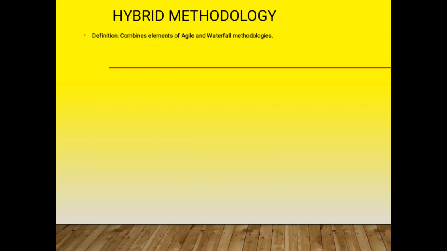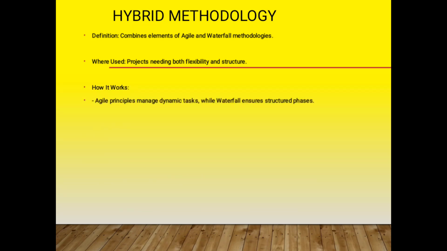Let's talk about hybrid methodology. In hybrid methodology, you combine two different what? Methodologies. For example, you're combining agile with waterfall methodology. This can be used in projects where there is a need for flexibility or where there is a need for combining two different methodologies. So how does it work? Agile principles can manage dynamic tasks, while waterfall can manage those tasks which are structured.